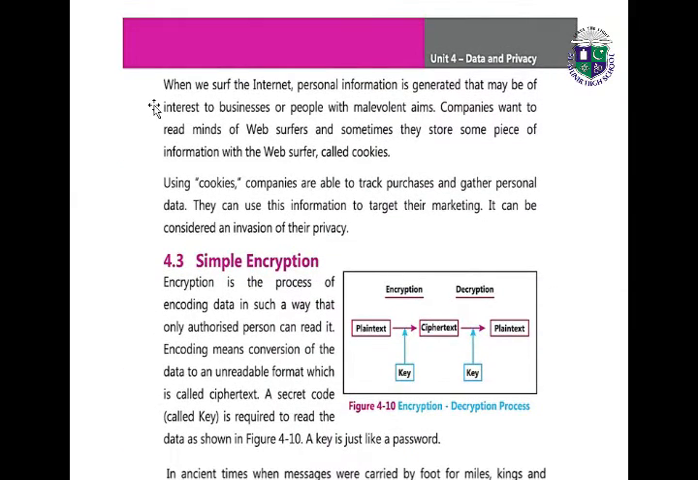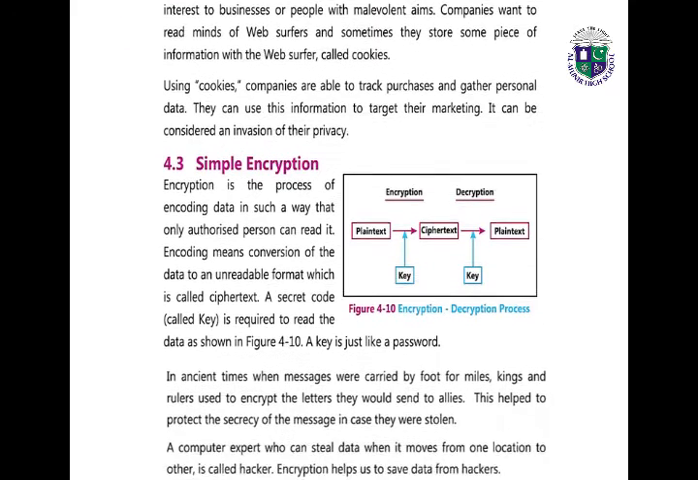Next, our topic is information about cookies. Companies want to read the minds of web surfers, and sometimes they store some piece of information with the web server called cookies. Using cookies, companies are able to track purchases and gather your personal data.